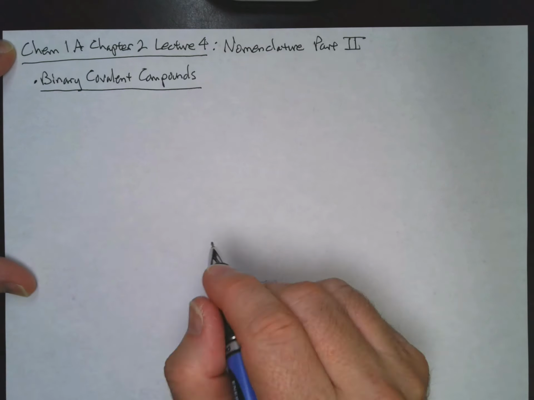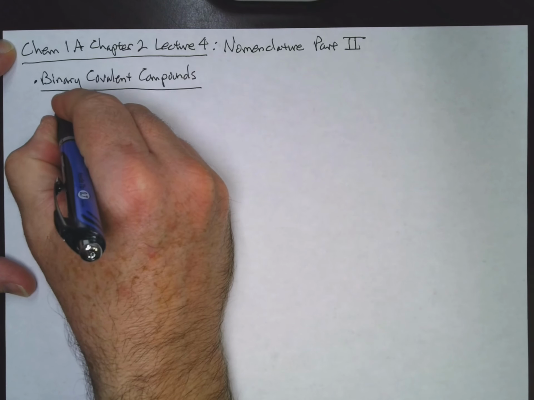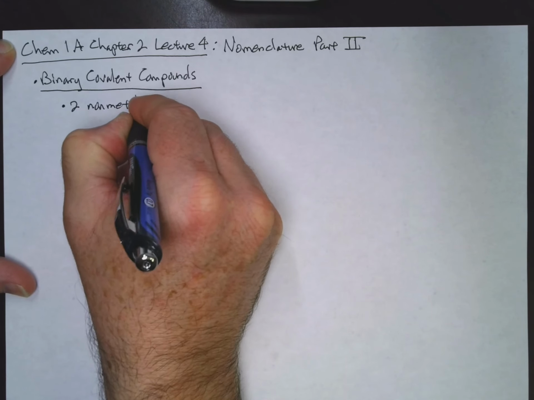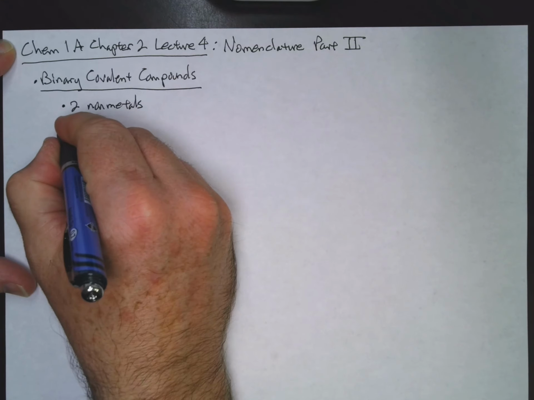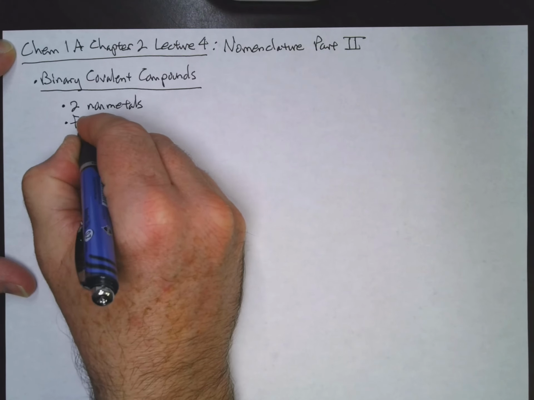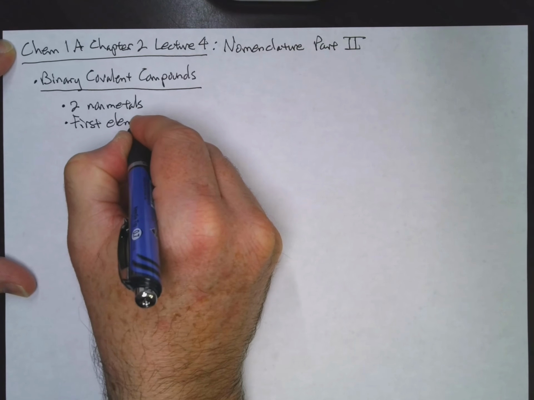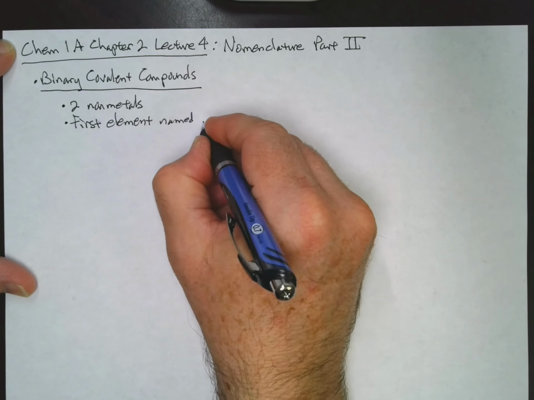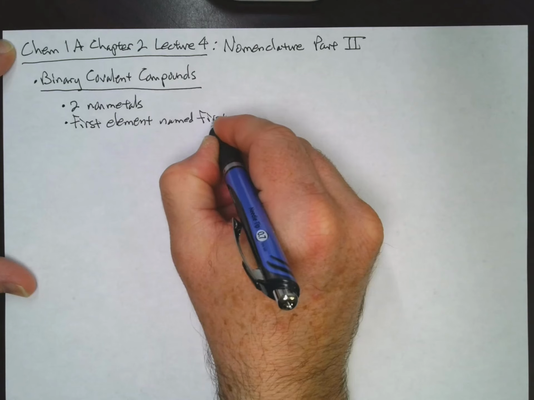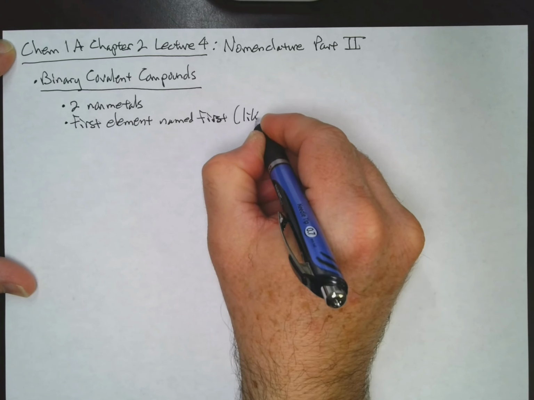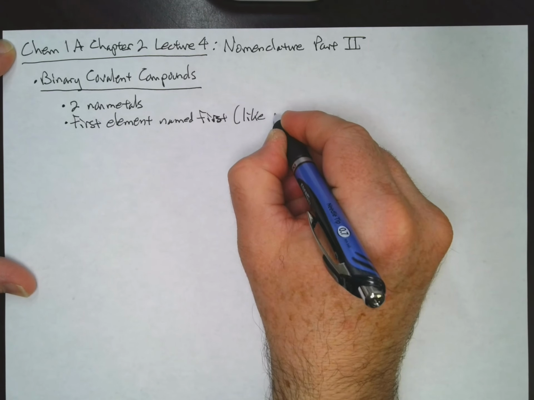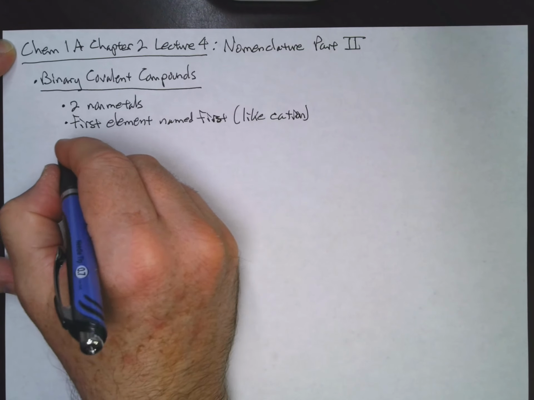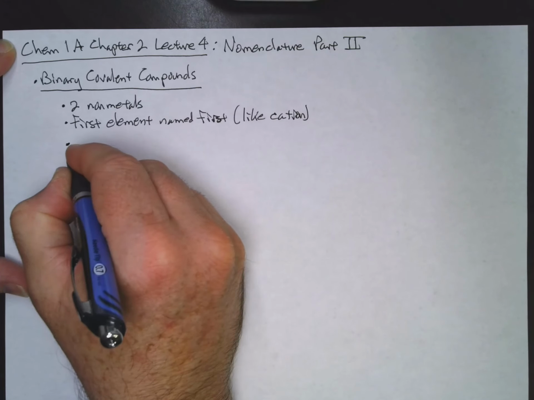And here the rules are a little bit different. For one, we're going to be looking at two nonmetals. And we're going to name the first element first, like it was a cation. And then the second element will be named as if it was an anion.